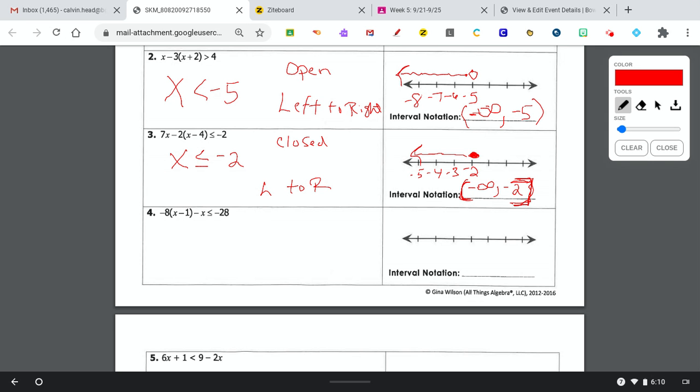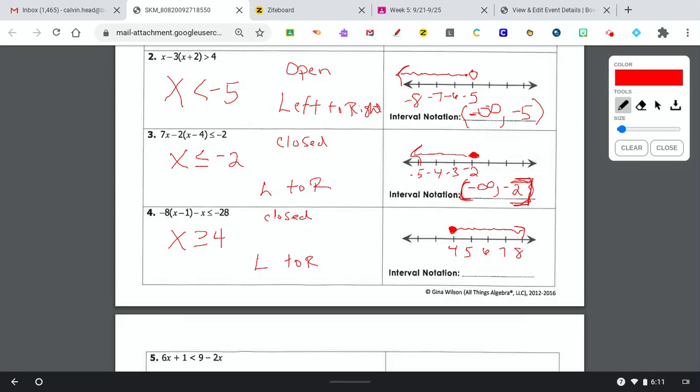Okay, look at number 4. The answer is going to be x is greater than or equal to 4. And we know it's going to be closed. Okay. And so if I graph this, I have 4, 5, 6, 7, 8. Closed circle over top of 4. And we go.